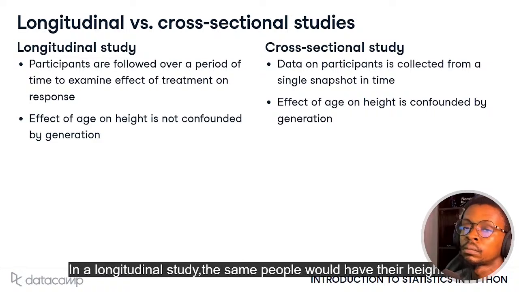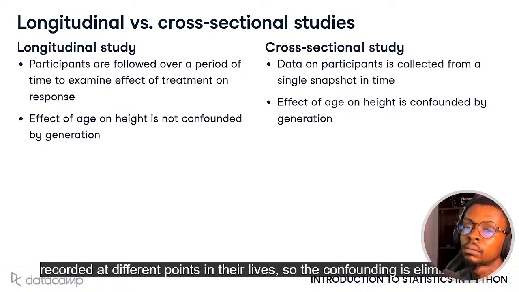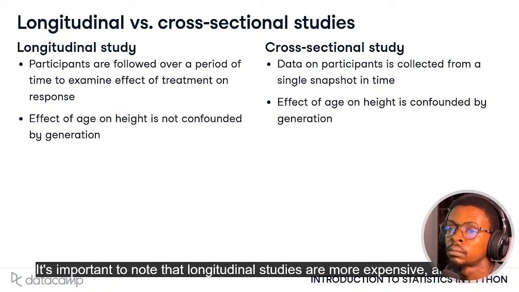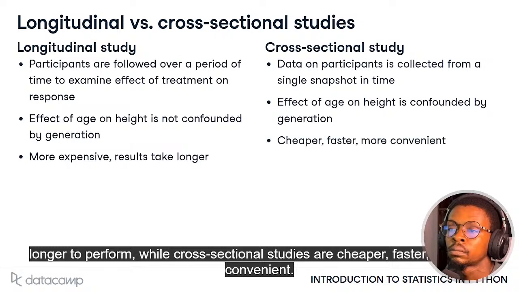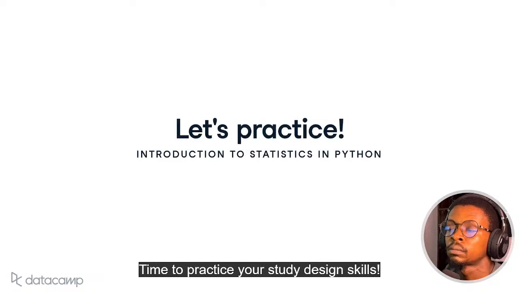In a longitudinal study, the same people would have their heights recorded at different points in their lives, so the confounding is eliminated. It's important to note that longitudinal studies are more expensive and take longer to perform, while cross-sectional studies are cheaper, faster, and more convenient. Time to practice your study design skills.